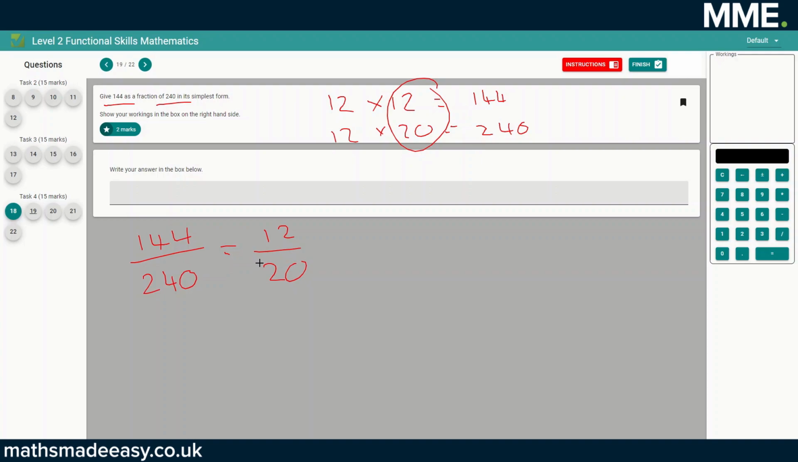And we can go further still. We can take out other factors, so another simple factor to take out would be 2 from each, so take a factor of 2 out from the top and from the bottom. So dividing 12 by 2 is 6, and dividing 20 by 2 is 10. And finally, we can reduce it one more time, dividing another factor of 2 out from both the numerator and the denominator. So 6 divided by 2 goes to 3, and 10 divided by 2 is 5. So there we have 144 as a fraction of 240 in its simplest form.